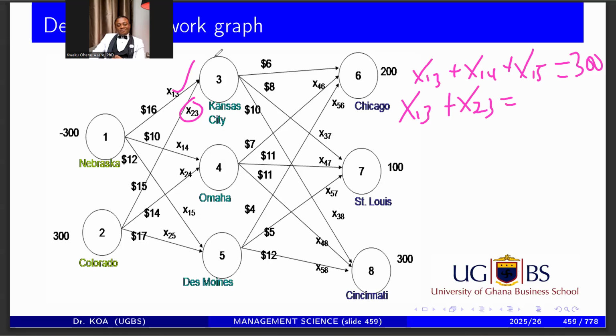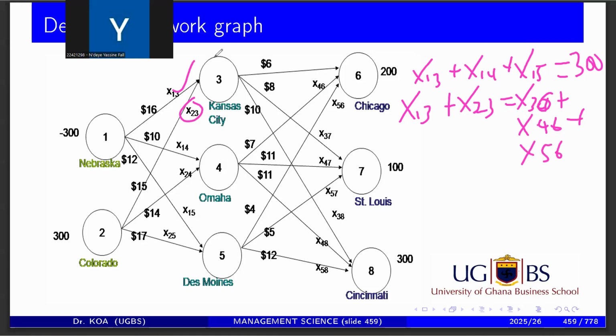The first one that is leaving it is x34, followed by x4, oh, sorry, it's x36, followed by x46, followed by x56. So you see the way I've written the constraint. You just pick the arcs that are coming into it and equate it to the arcs leaving it. You see?